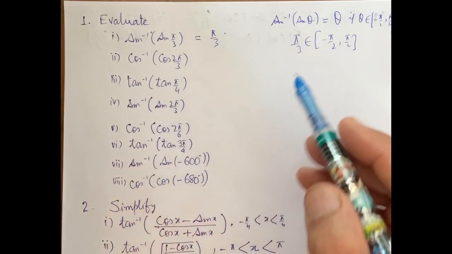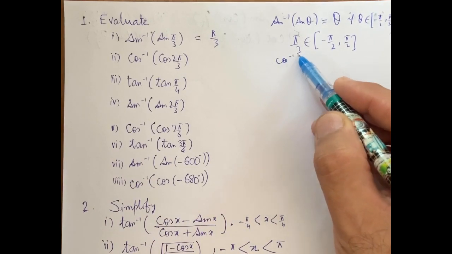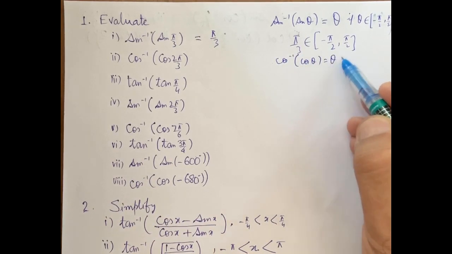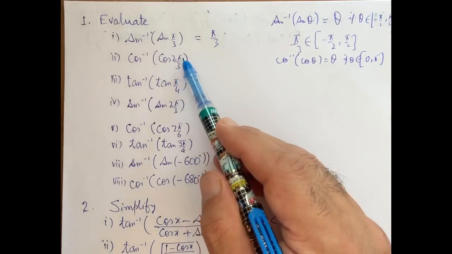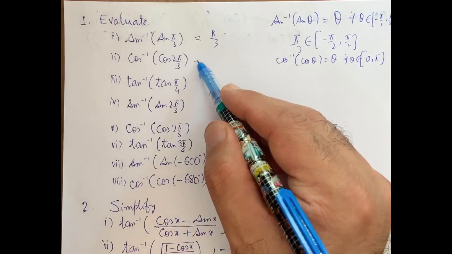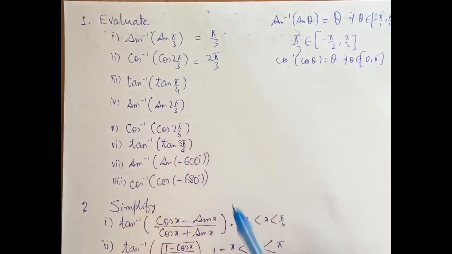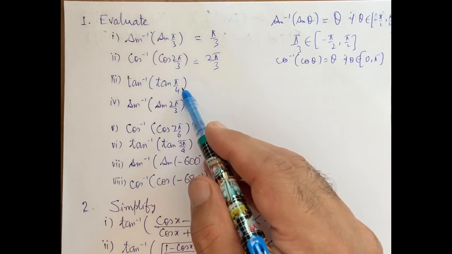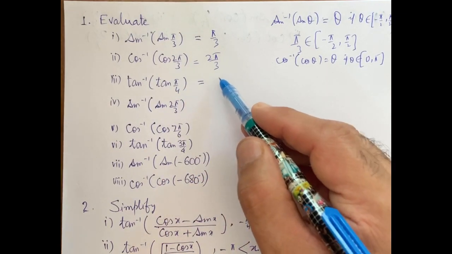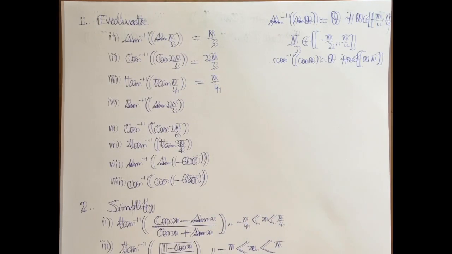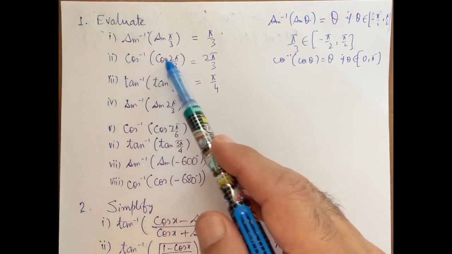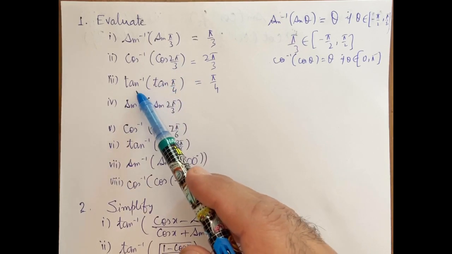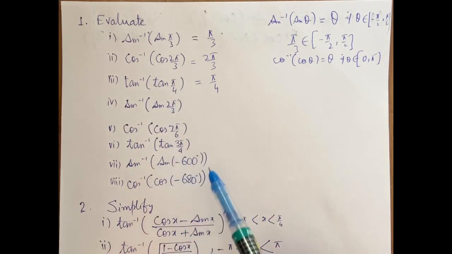For cos inverse of cos theta, this is equal to theta if theta belongs to 0 to pi. 2 pi by 3 belongs to 0 to pi, therefore this is equal to 2 pi by 3. Similarly, tan inverse of tan pi by 4 is equal to pi by 4. So we can conclude that if theta belongs to the range of values, then sine inverse and sine will cancel out, cos inverse will cancel out with cos, tan inverse with tan. The next part makes it clear.